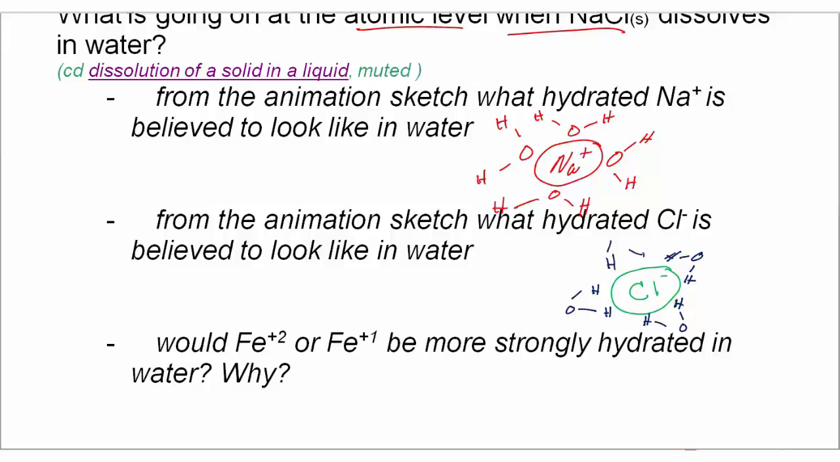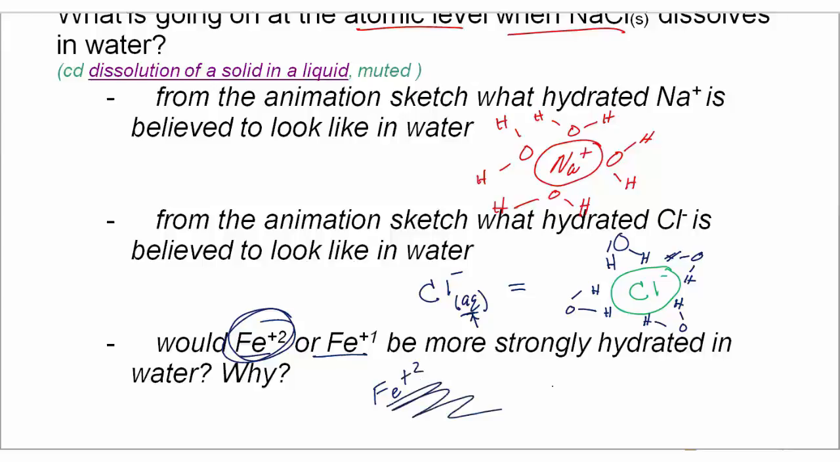So this is what we call hydration or solvation. The little aq that we wrote as a subscript, that's aqueous, solvated. Would iron 2 or iron 1 be more strongly hydrated in water? And why? Does it make a difference? Well, sure. This has a much stronger charge. So that attraction would be a lot stronger, right? It's a higher charge, a greater charge.